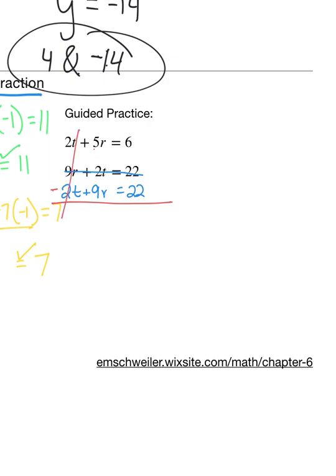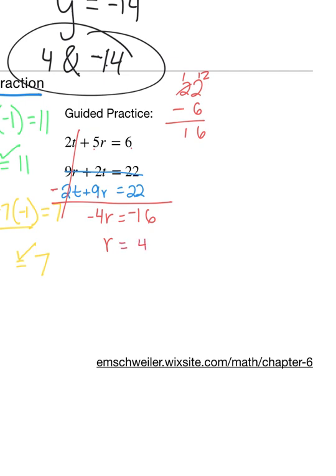And 5 minus 9 is negative 4r. And 6 minus 22. Okay, so that's really 22 minus 6. So that's 16. But because this one was the opposite order, it'd be negative 16. So from here you would divide by negative 4 and r would equal 4.